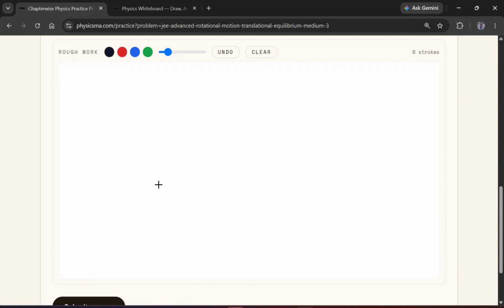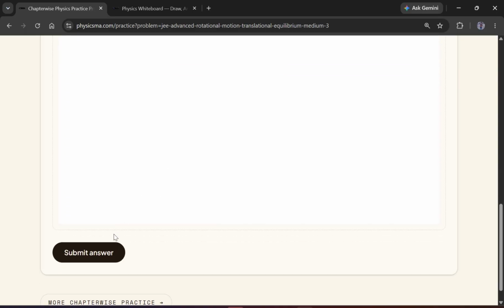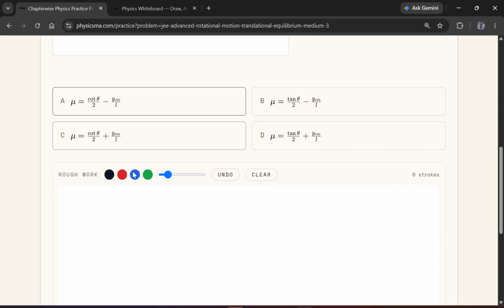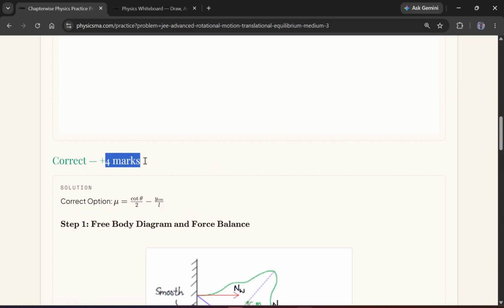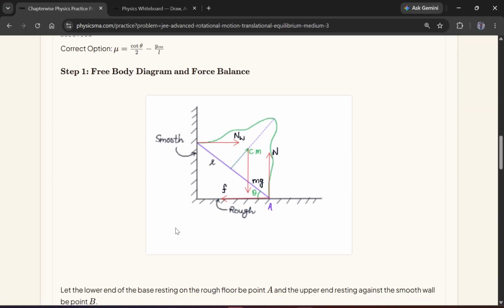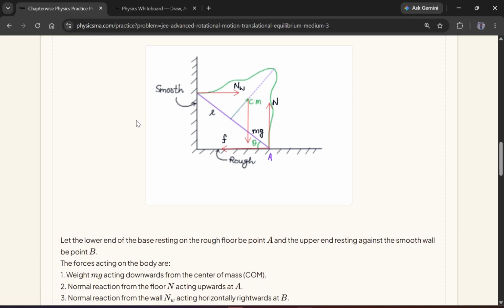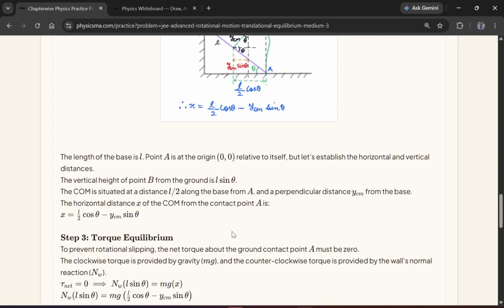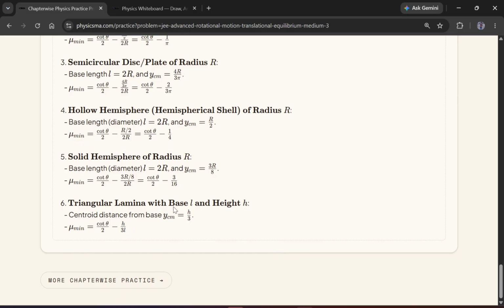After submitting, all your work is going to be saved. Let me submit that. I know the answer is here. If I submit it, you see the correct plus 4 marks, and then the solution I have uploaded here, all step by step, in a very nice way. All the steps I have included here, and everything I have shown in the diagram. You see all the details I have shown.